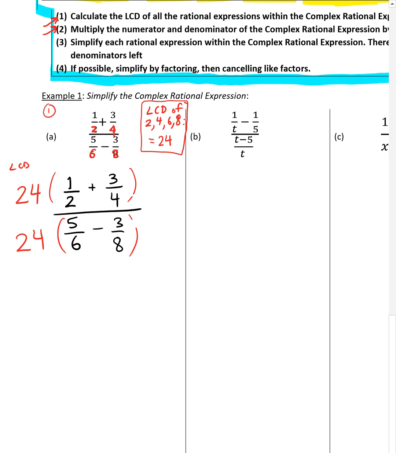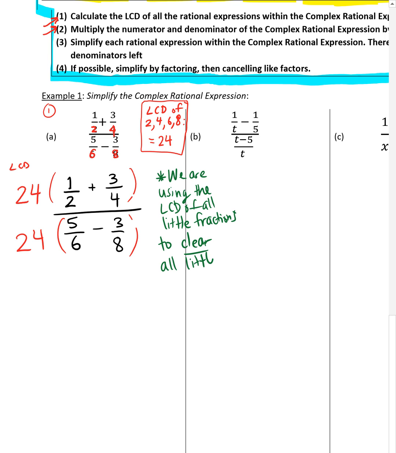Since it's kind of confusing, it might help if you want to write it down, that's fine. But yes, we are using the LCD of all the little fractions. That's the way I think of them, the little guys that are inside the big fraction. We use the LCD of all little fractions basically to clear denominators. We're trying to get rid of all the little denominators.